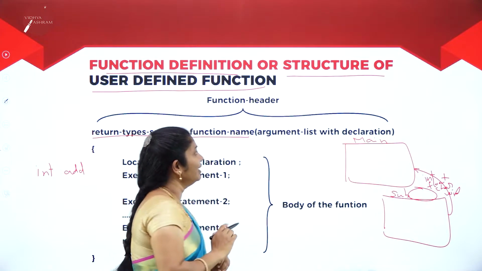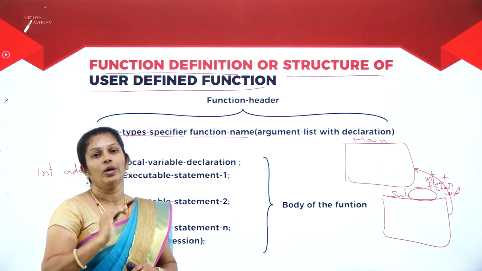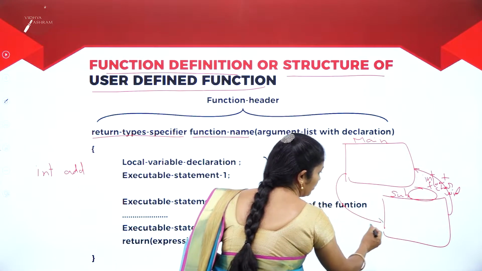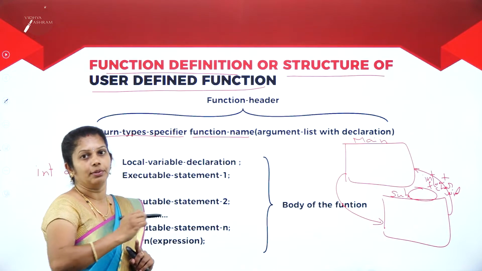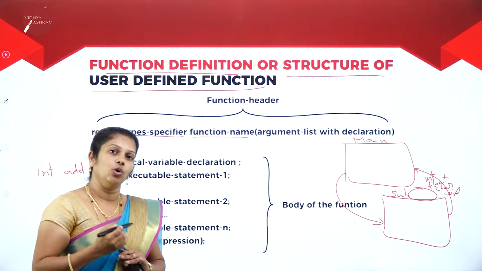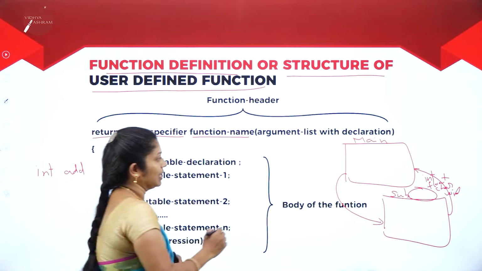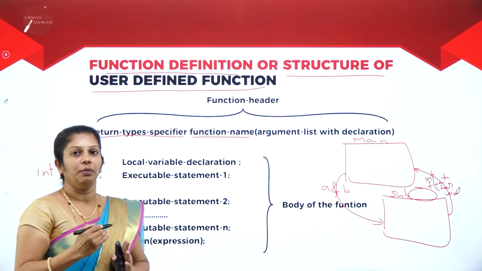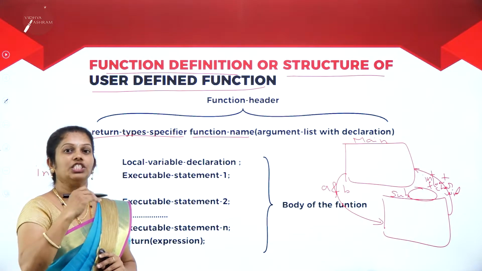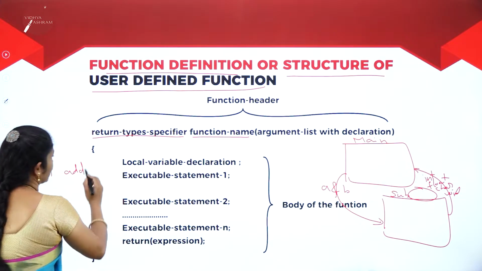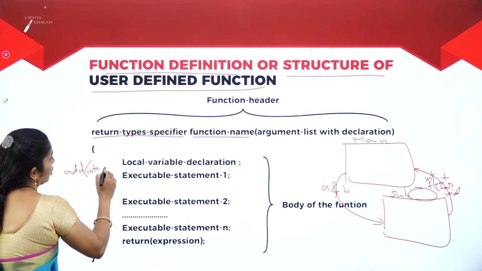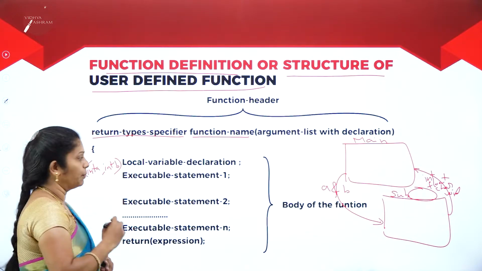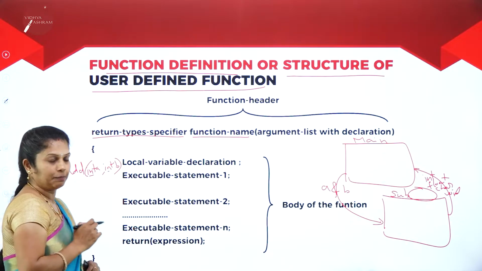Then inside the bracket you have to write the argument list with a declaration. It means the types of values which we are passing from the main program to the subprogram. For example, I want to add two numbers, so two values I am passing from main program to subprogram, A and B. And here you have to mention which data type it is. In this case I will write int A, comma, int B. Two arguments we are passing from the main program to the subprogram, of type integer only.